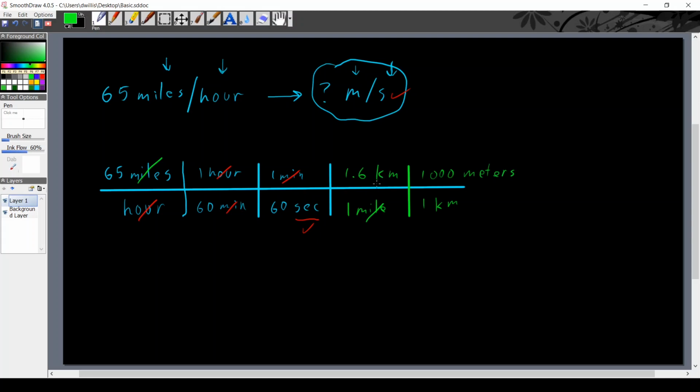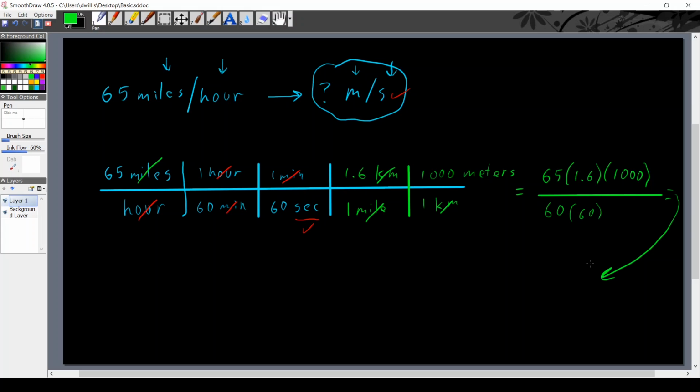All right, so at that point, kilometers will go away, and my final math is going to be 65 times 1 times 1. Let's see, 65 times 1.6 times 1,000, all divided by 1 times 60 times 60 times 1 times 1. Okay, so that looks like the math that we're going to need to do. And so I'm going to go ahead and do that.